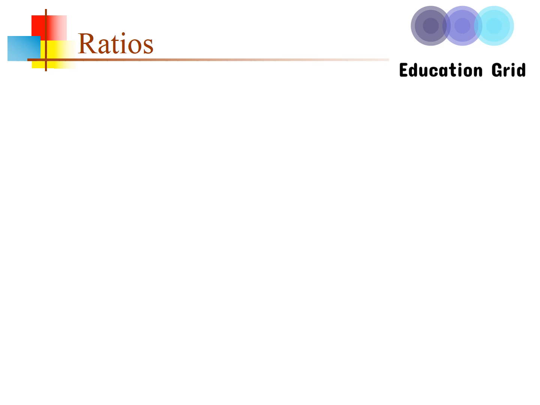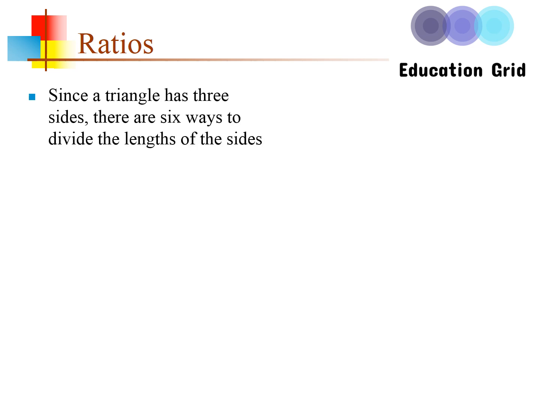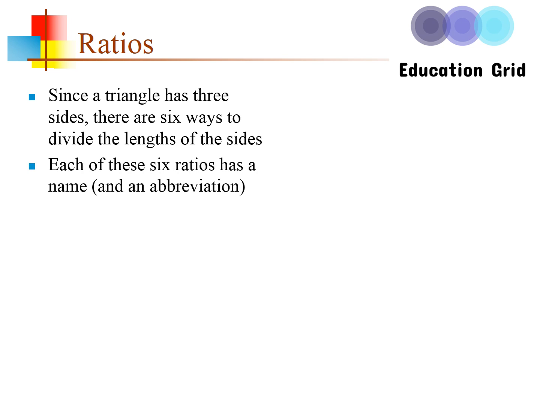Ratios. Now we move on to trigonometric ratios, which form the base of all further trigonometric studies. Since a triangle has 3 sides, there are 6 ways to divide the lengths of the sides. Each of these 6 ratios has a name and an abbreviation attached to it. Abbreviations are more commonly used rather than the names.